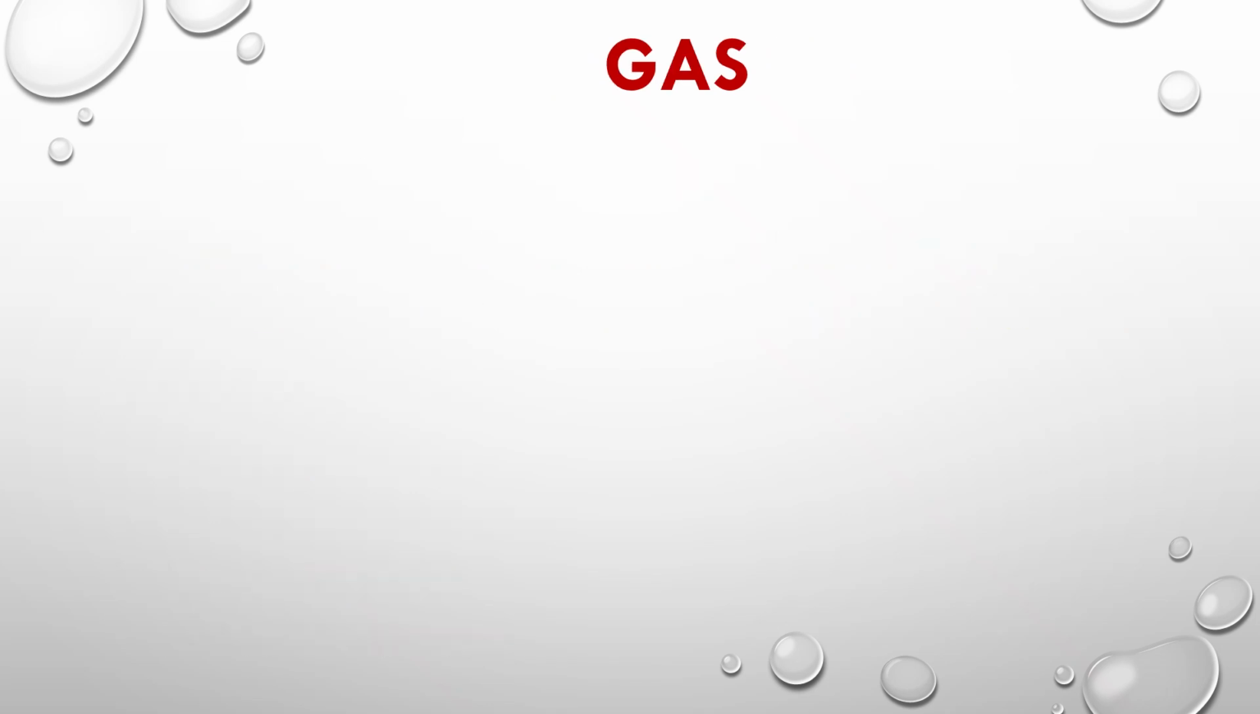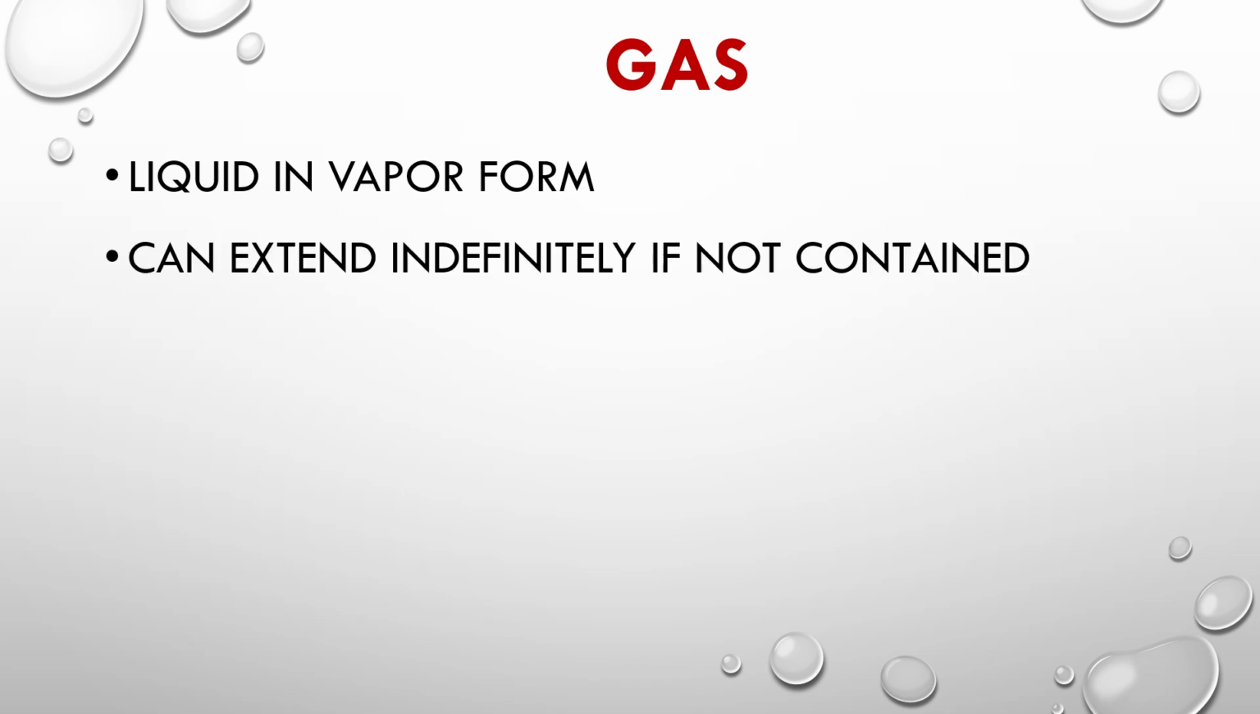With our gases, essentially a gas is a liquid in vapor form. So gases in one form are in a liquid, but they don't stay there. They evaporate and become vaporized. So these can extend indefinitely. So it's really hard to contain them. So we have specialized containers in which they are pressurized and kept within them. Otherwise, they just go all over the place. So in that way, diffusion becomes an issue. So they diffuse, they move from where there's a lot of it to where there's less of it.